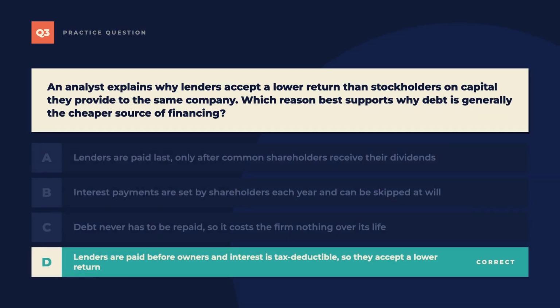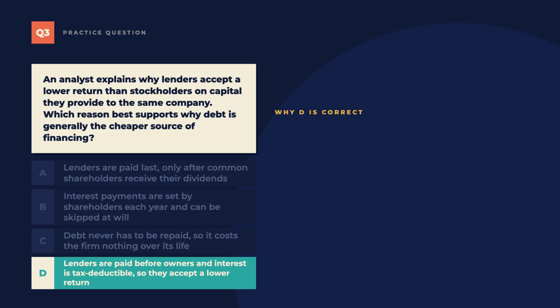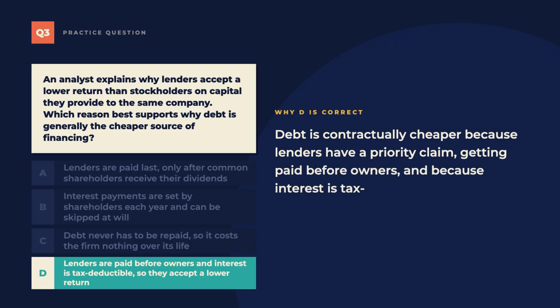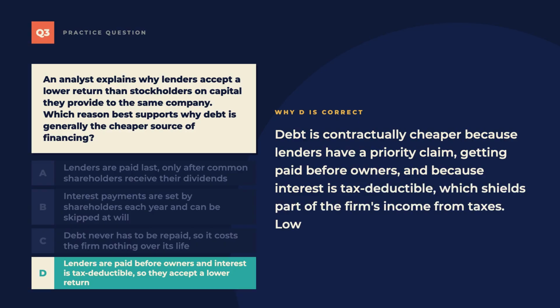The correct answer is D. Lenders are paid before owners and interest is tax deductible, so they accept a lower return. D is correct because debt is contractually cheaper because lenders have a priority claim, getting paid before owners, and because interest is tax deductible, which shields part of the firm's income from taxes. Lower risk plus a tax advantage lets lenders accept a lower return.